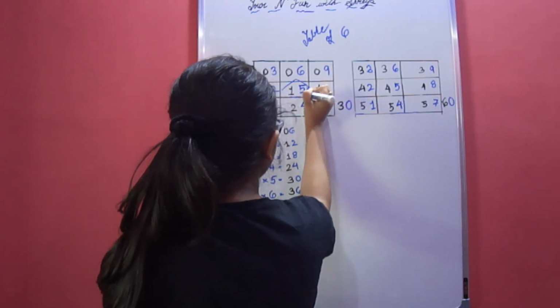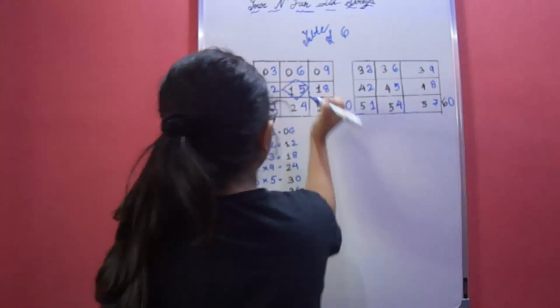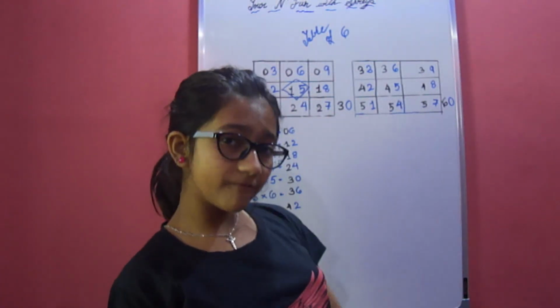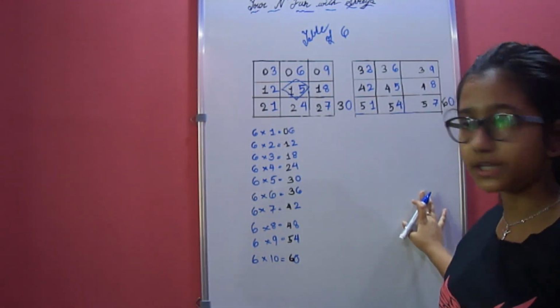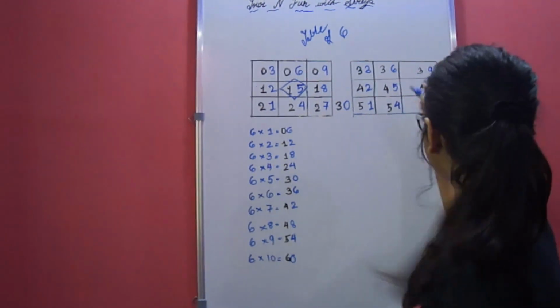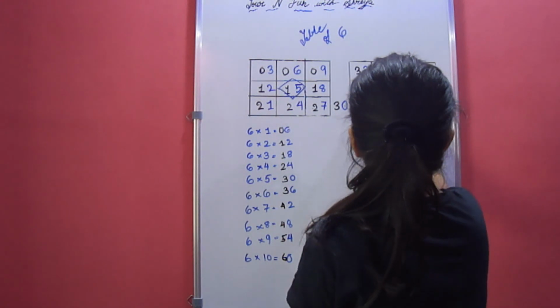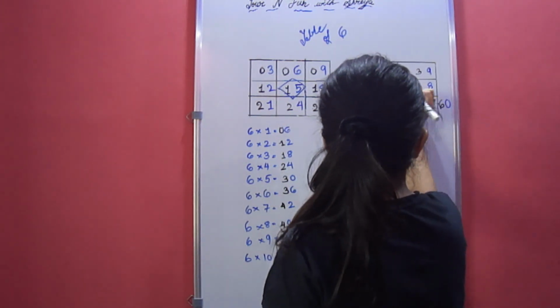After drawing a diamond, I will do the same for the next grid. We can see that the center of the second grid is 45. So I will just draw a diamond here.